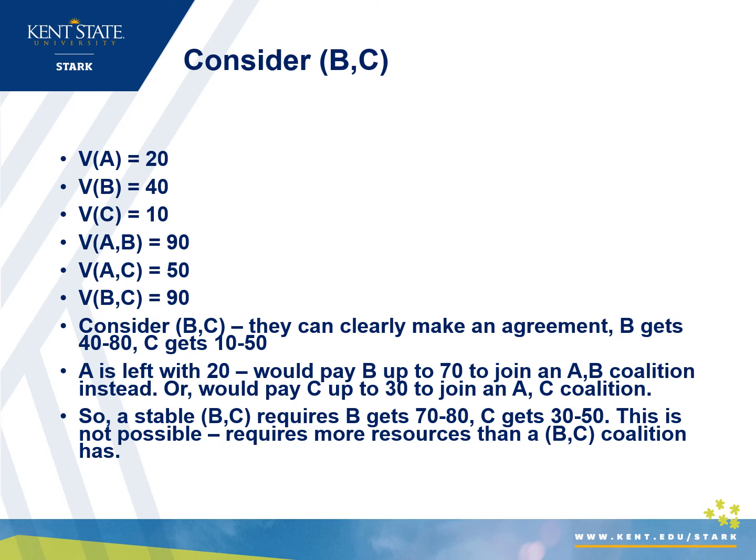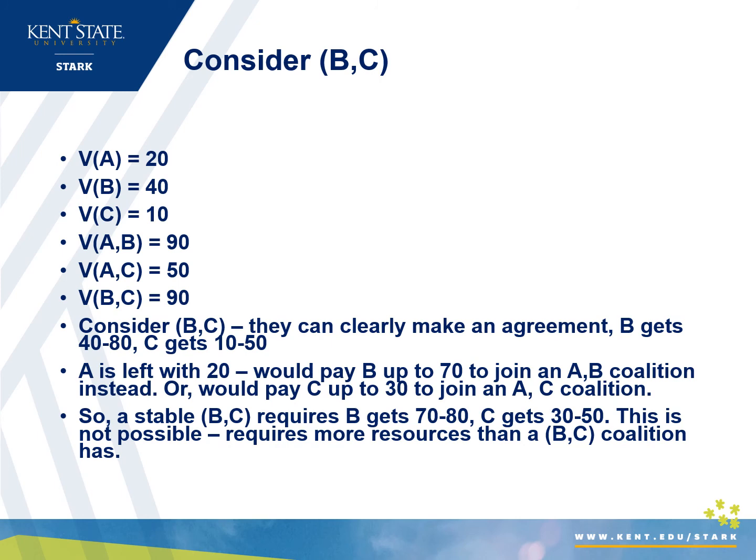The problem is this. A stable BC coalition would require that B would get somewhere between 70 and 80, to keep them from being bid away by A, and that C gets between 30 and 50 to keep them from getting bid away by A. It turns out that's not possible, because it's going to require at least 100 as a payoff to hit the minimum of 70 for B and 30 for C. But there aren't 100 available to the BC coalition. Instead, they only have 90 available.